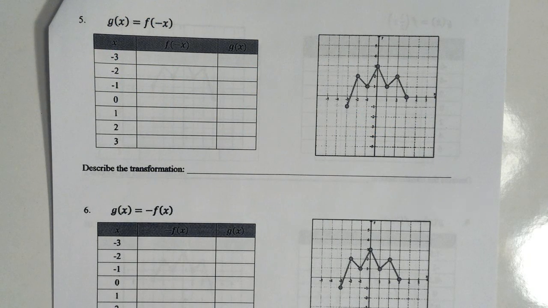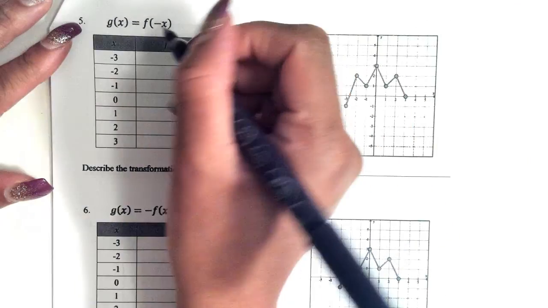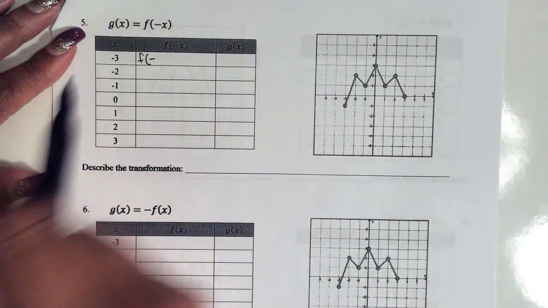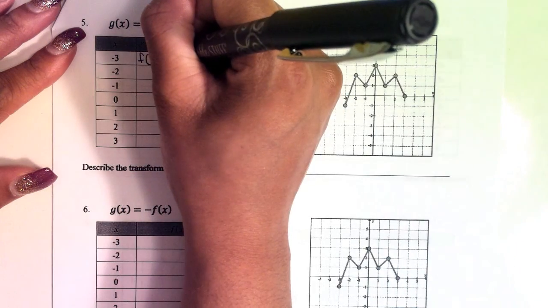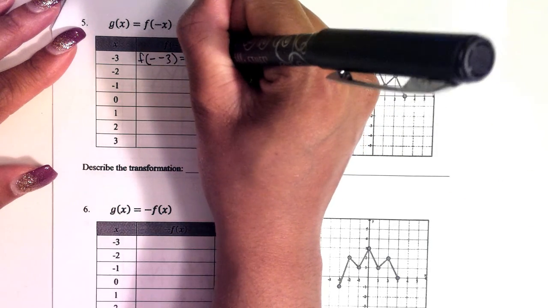Okay, now we're going to move on to number 5. So at this point you should have completed number 4, and you found what happened to the monster on its transformation. So on to number 5, we have g of x is equal to f of negative x. So something is happening on the inside, but I'm still going to take that x. So I have f of negative, and then we have -3. So minus -3, which gives us an f of positive 3.